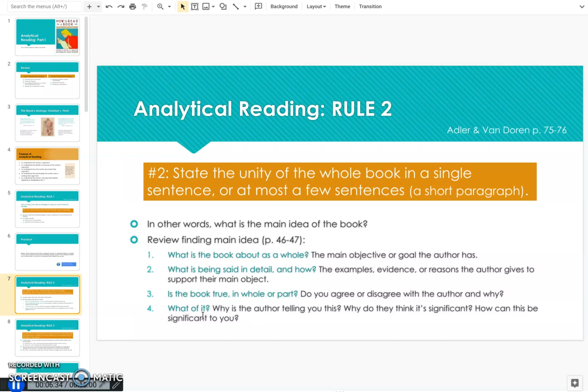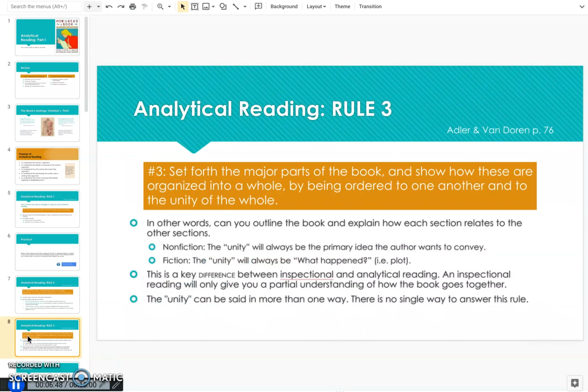And 4, what of it? I kind of call this the so what. Why is the author telling us this? And maybe why does the author think this is significant? And maybe how is it significant to you as the reader? Okay. All right, so rule number 3.